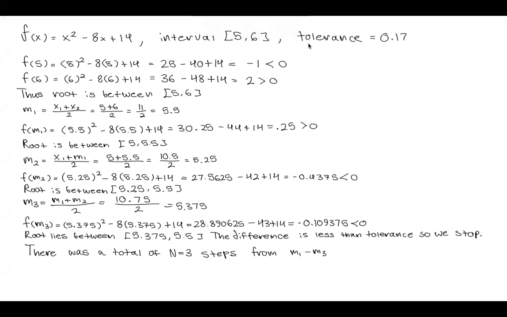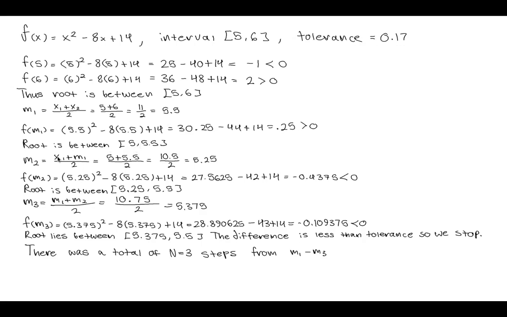Very quickly, we want to calculate f(5) and f(6) to figure out if the root does lie between 5 and 6. And then we calculate the midpoint using the midpoint formula. And then using the midpoint we plug that back into our formula, do some math, and see. All right, 0.25 is greater than 0. So the root is going to be between 5 and 5.5.